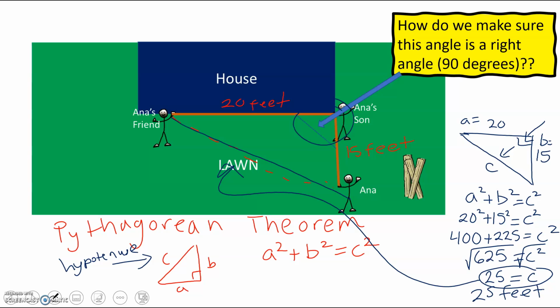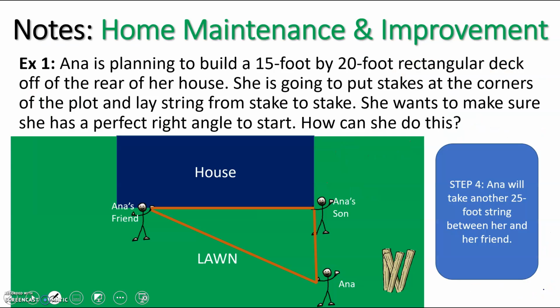Knowing this, Anna cuts another string. This string is 25 feet in length. Anna will hold one end of the string and pass the other end to her friend who is standing against the house. So we have the 20-foot string, the 15-foot string, and the 25-foot string, and each person is holding two strings, and so long as they hold these strings tight, we know for a fact that we have created a right triangle.